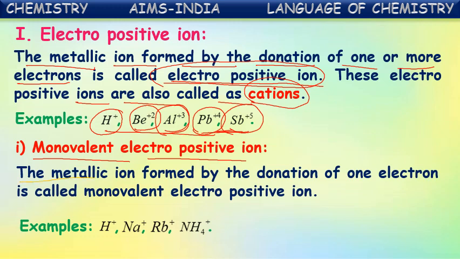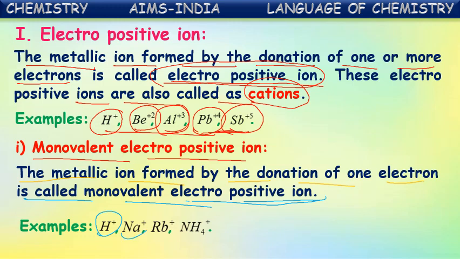The metallic ion formed by the donation of only one electron. Donation of one electron, right? So these are called monovalent electropositive ions. See here, examples: H+. Hydrogen loses only one electron. That's why this is called monovalent cation, and otherwise we can also say electropositive ion.